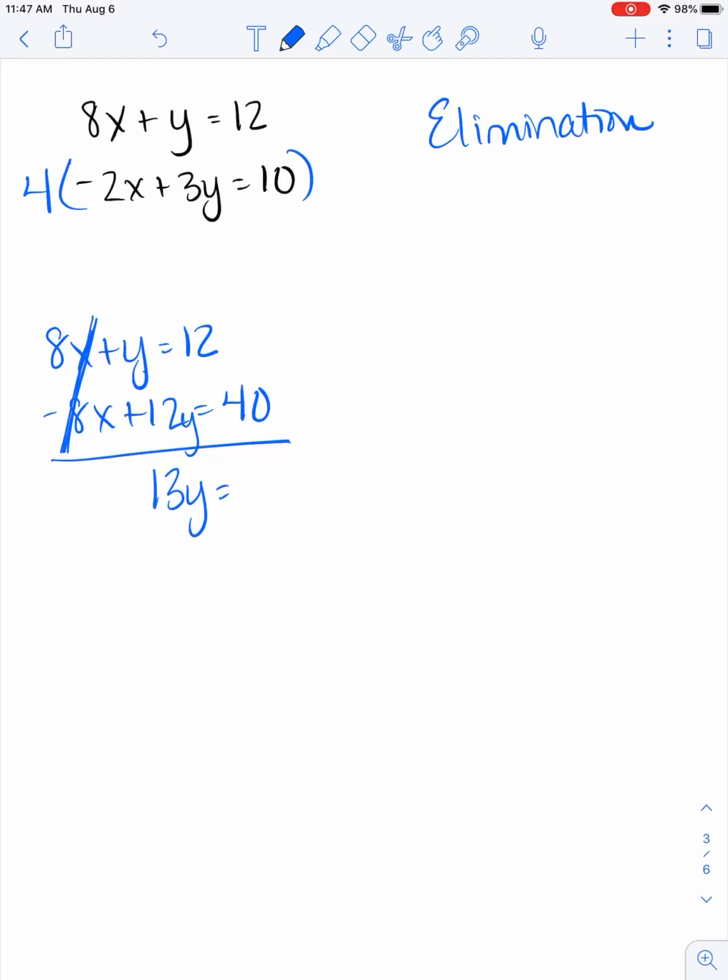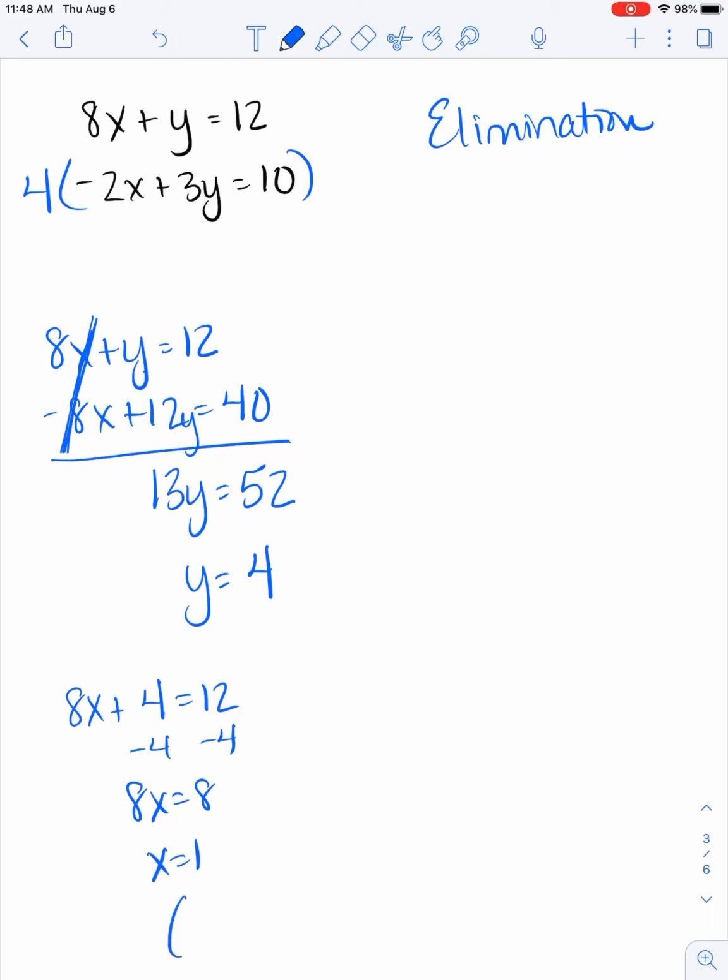So 1y plus 12y is 13y, and 12 and 40 is 52. And then I divide by 13, and I think that's a 4. So I now have my y value. So now I need my x value. I'm going to go back into the top equation. And remember, I now know that y is 4. So 8x plus, and in place of the y, I'm now going to put a 4. Subtract the 4, 8x equals 8, so x equals 1. So the point is (1, 4).